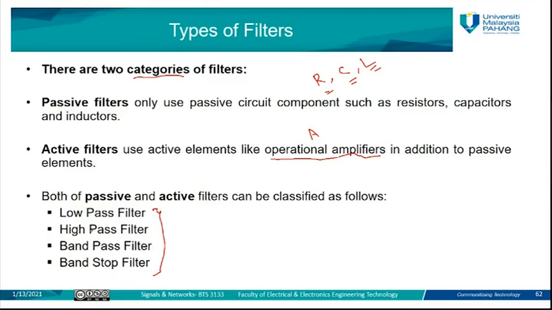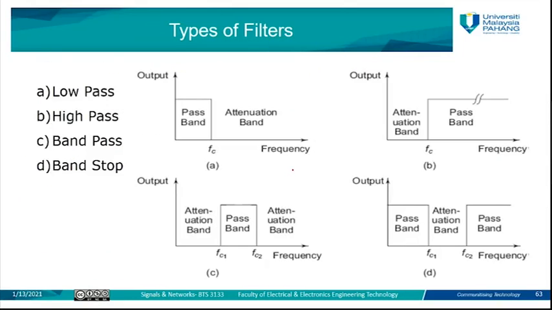You can see here pass, pass, pass, and here stop. So in the first part, which is the low pass filter, the filter will allow frequencies from 0 to the cutoff frequency to pass through the filter, while the other signals will be removed. As you can see here from this graph, this is the low pass filter.